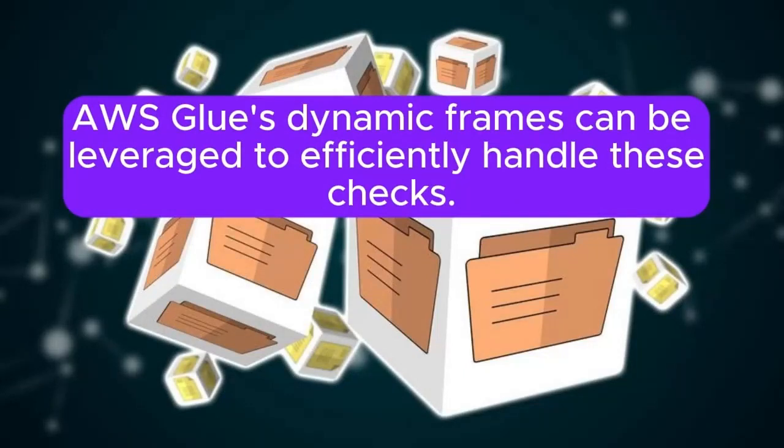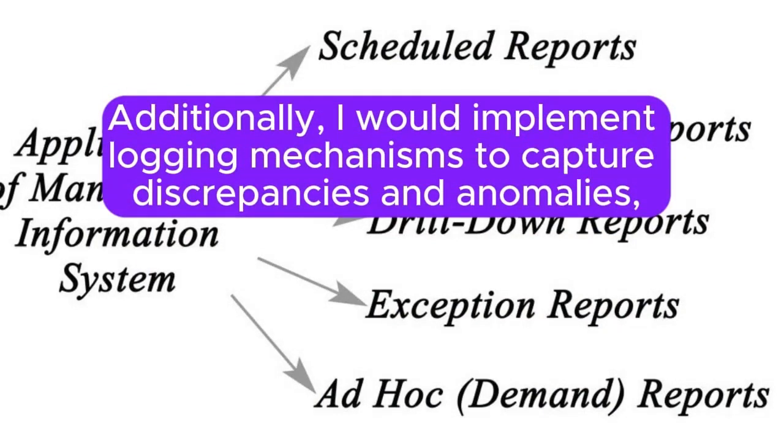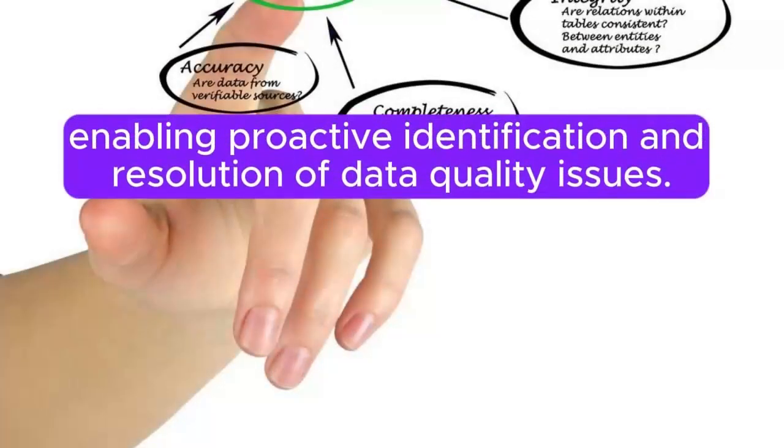AWS Glue's dynamic frames can be leveraged to efficiently handle these checks. Additionally, it would implement logging mechanisms to capture discrepancies and anomalies, enabling proactive identification and resolution of data quality issues.